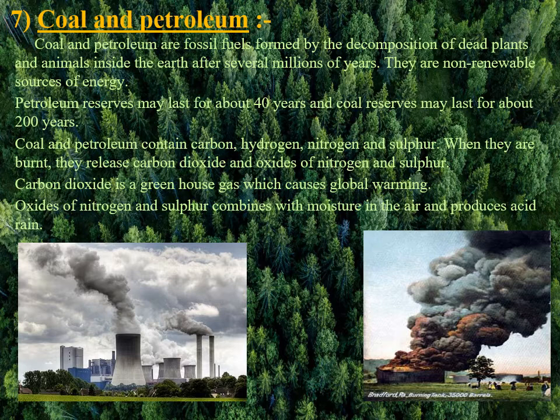Coal and petroleum contain carbon, hydrogen, nitrogen and sulfur. When they are burned, they release carbon dioxide and oxides of nitrogen and sulfur. Carbon dioxide is a greenhouse gas which causes global warming, and oxides of nitrogen and sulfur combine with moisture in the air and produce acid rain.